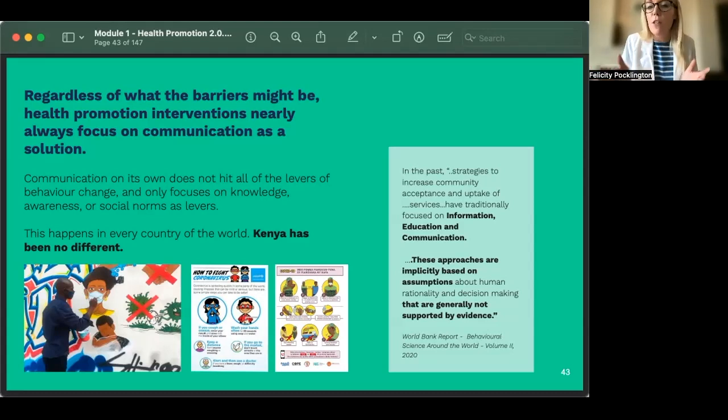You can see, for instance, this quote here on the right-hand side from the World Bank report in 2020. In the past, strategies to increase community acceptance and uptake of services have traditionally focused on information, education, and communication, IEC, you may see a lot of the time. These approaches are implicitly based on assumptions about human rationality and decision-making that are generally not supported by evidence. So something that we really want to do is show you other options that you can use in your day-to-day work, at the local levels, that are supported by evidence.